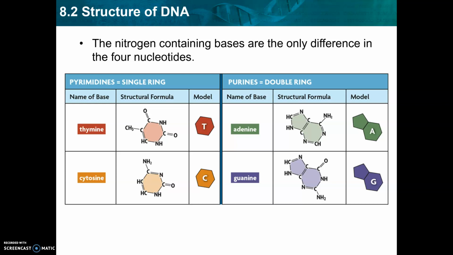The nitrogen-containing bases can be one of 4 different types: thymine, cytosine, adenine, and guanine. These 4 bases belong to 2 groups: pyrimidines, which are made of a single ring, and these are thymine and cytosine, and purines, which are made of a double ring structure, and adenine and guanine belong to the purines.